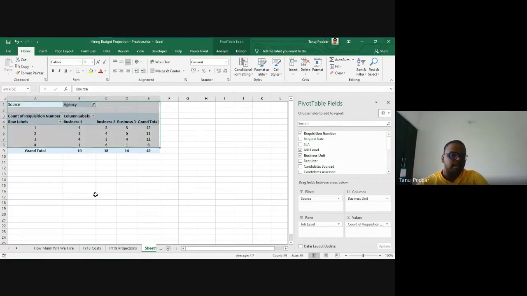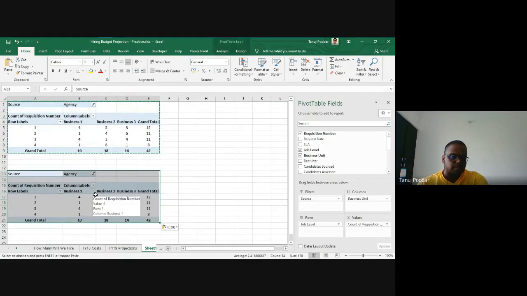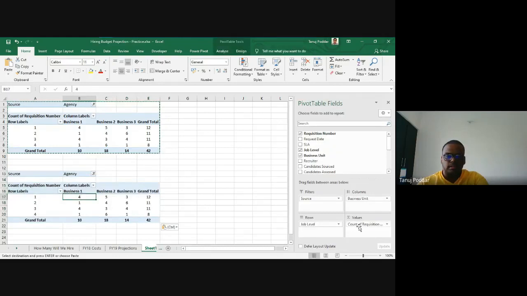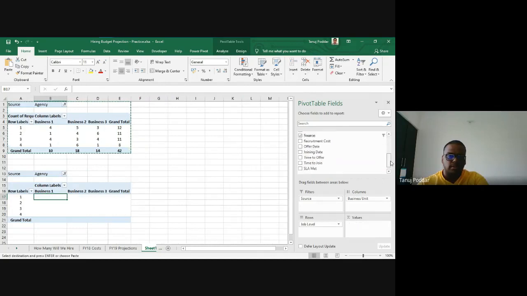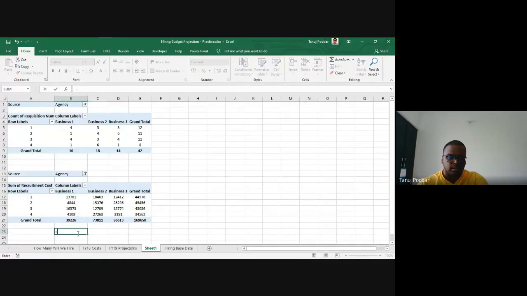If I were to calculate cost, I could do one simple thing. I could copy and paste this thing down, and instead of the count of requisitions, the column where I had captured all this cost information is basically recruitment cost. I'll just pull that down. This becomes the total cost because it is a sum, and I just need to divide this by this. The total cost that I incurred is 13,701, and for 4 people, so the average cost is 3425.25.